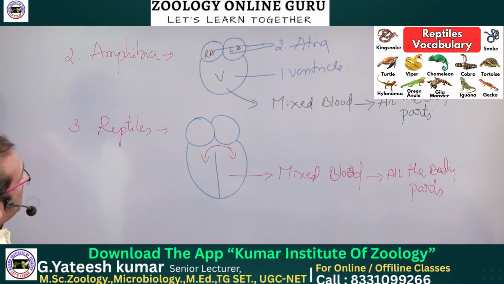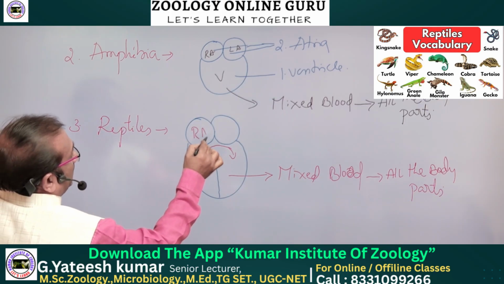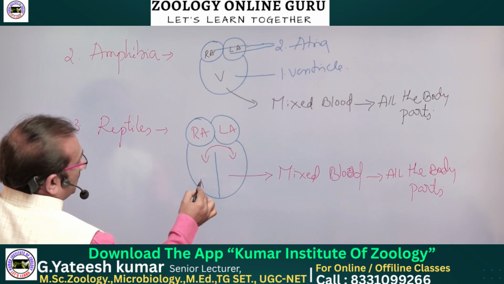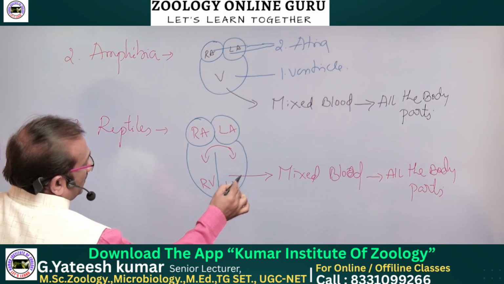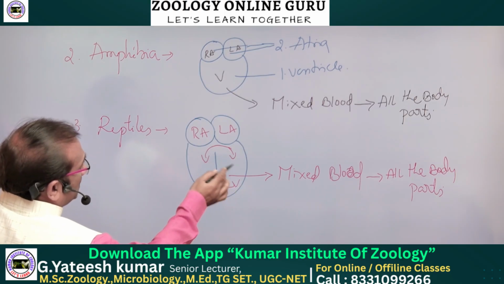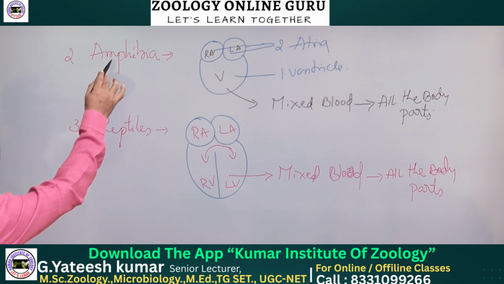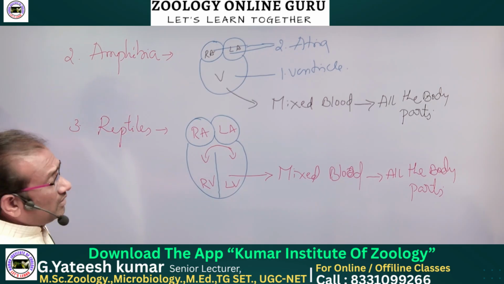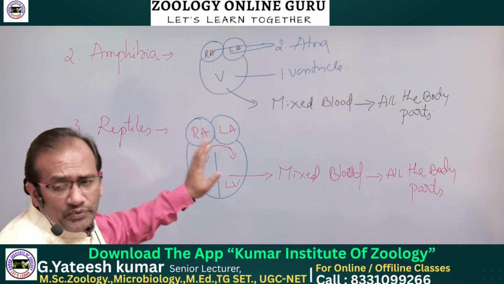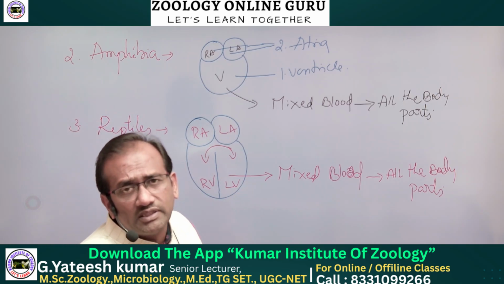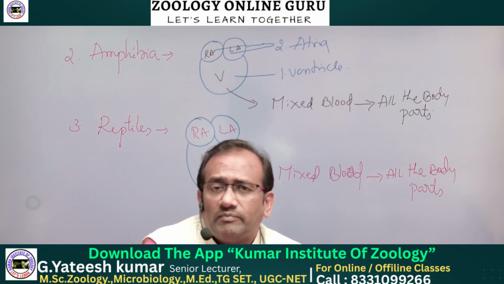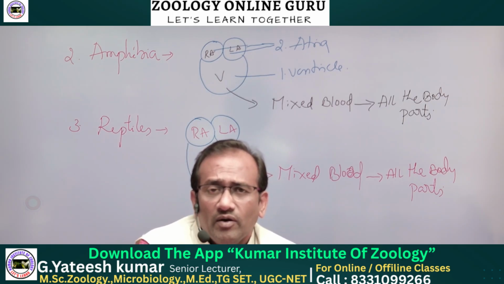Okay, so here also same, right atria, left atria, and here ventricles incompletely divided, right ventricle and this is the left ventricle incompletely divided. So mixing of blood takes place. So in the amphibians and reptiles, body parts receive the mixed blood. So pure and impure blood both are mixed in the ventricles, and in the amphibians and reptiles mixed blood is transported to all the body parts.